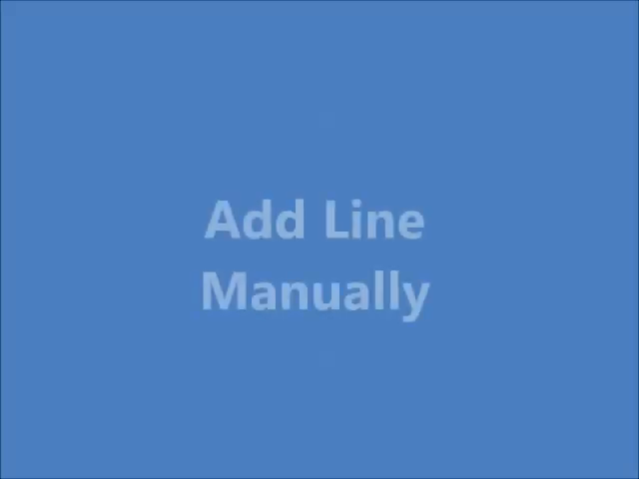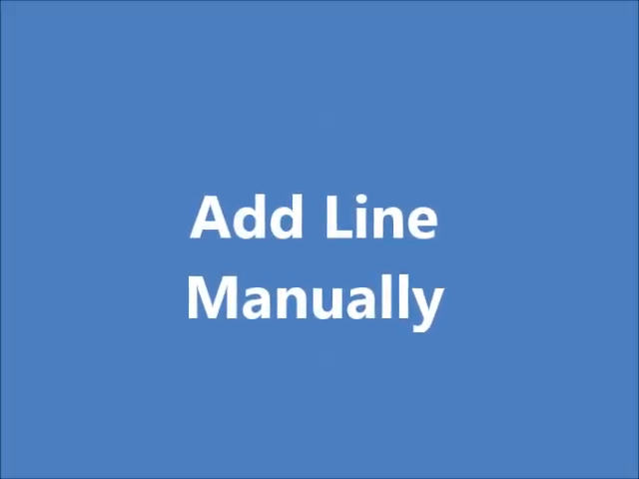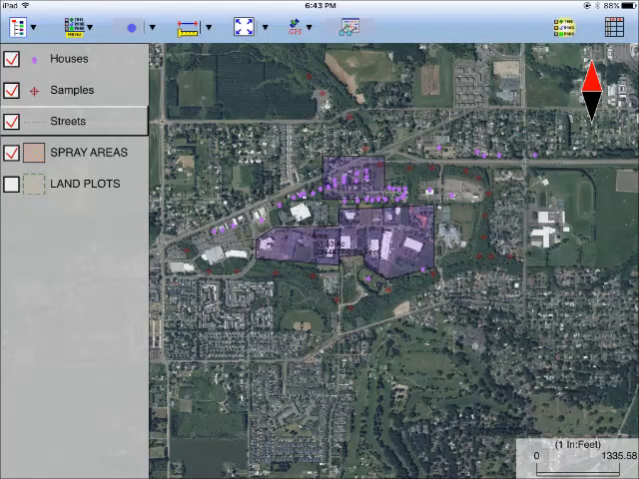To digitize a line feature in ICMT GIS Pro, first select an existing line topic, or create a new line topic. Let's select the Streets topic. When a line topic is active, and you tap the pull-down arrow for the Tools menu icon, you will see that the Add Line Manually tool is active.